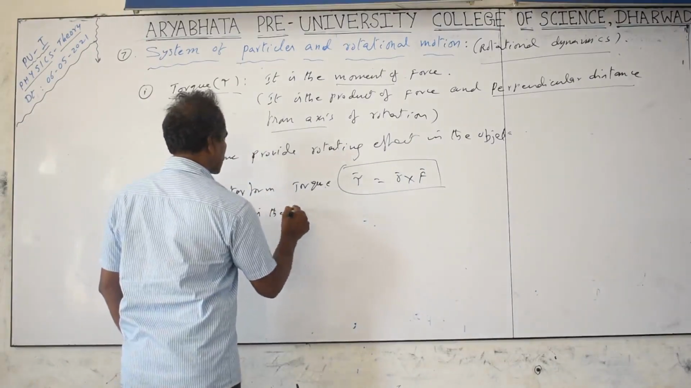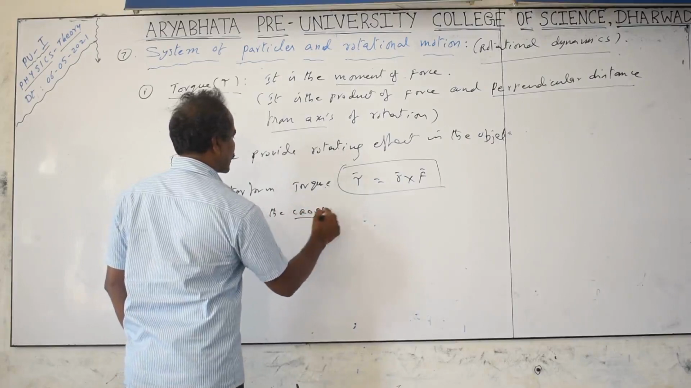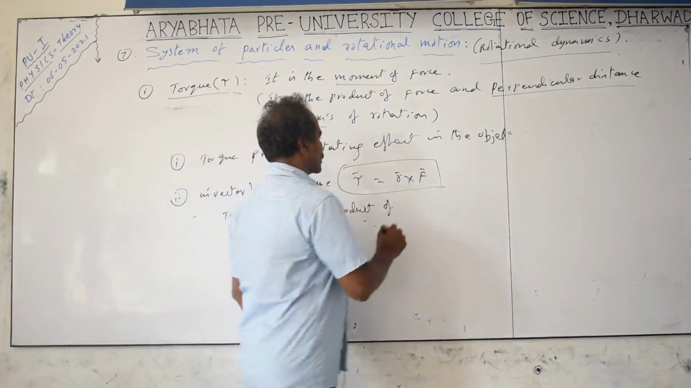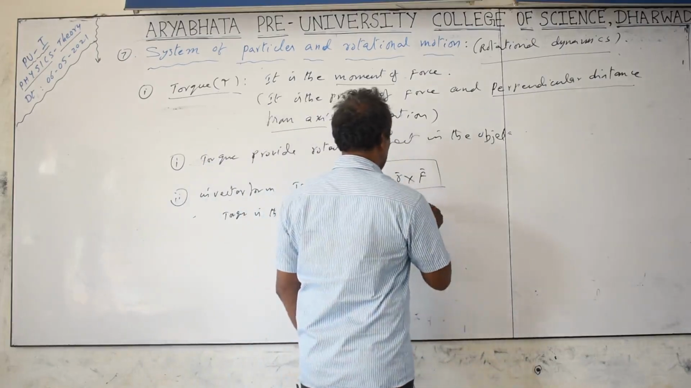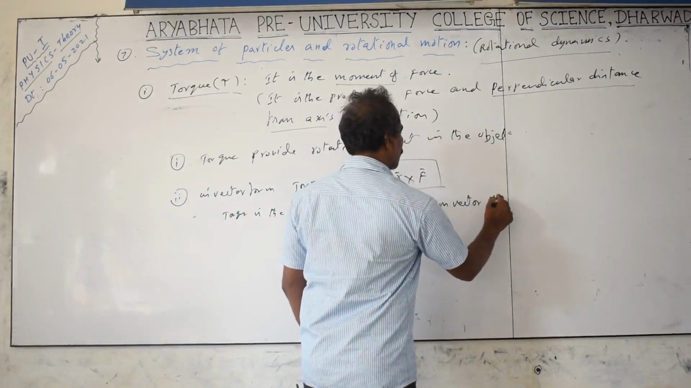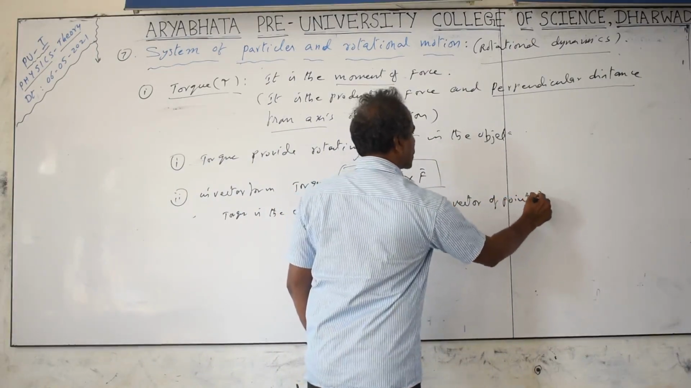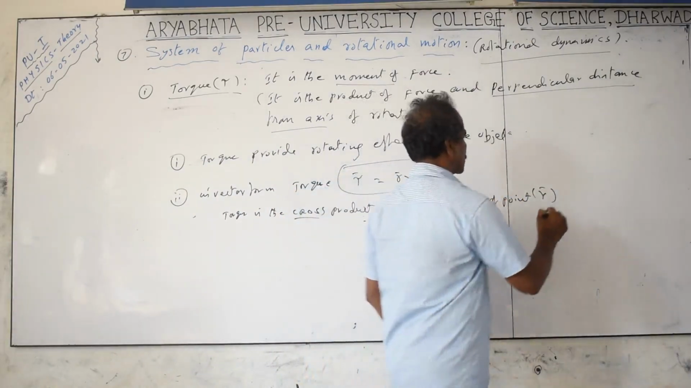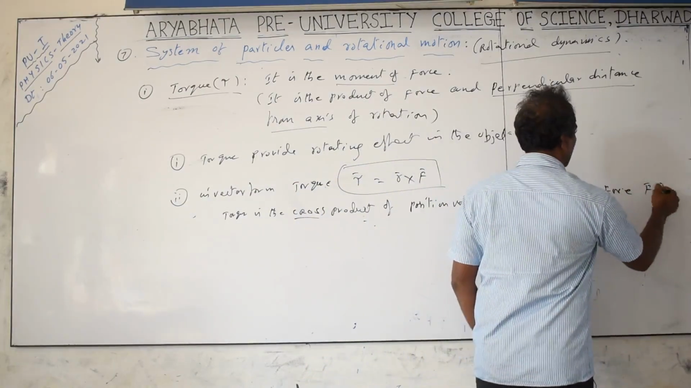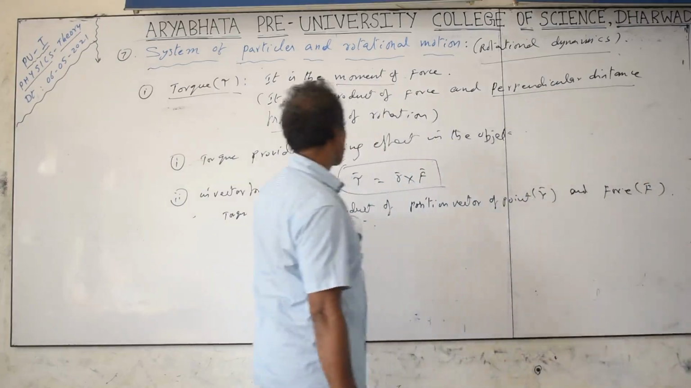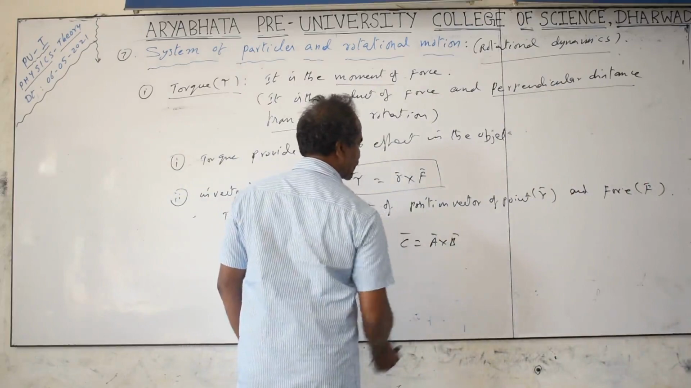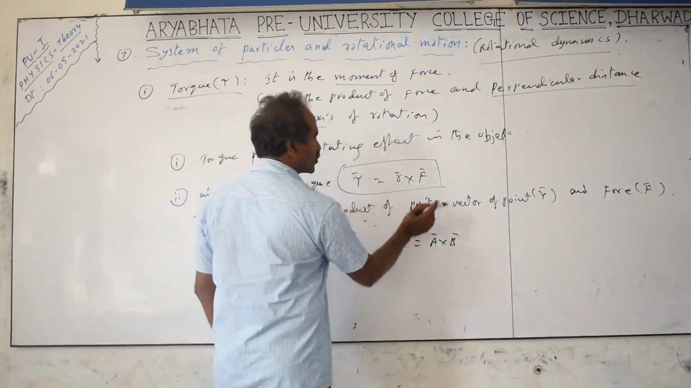Torque is the cross product of the position vector of the point from where your force is applied, that is R bar, and the force F bar. According to the cross product, if C bar is equal to A cross B, then C bar is perpendicular to both A and B. So torque is perpendicular to both R and F.